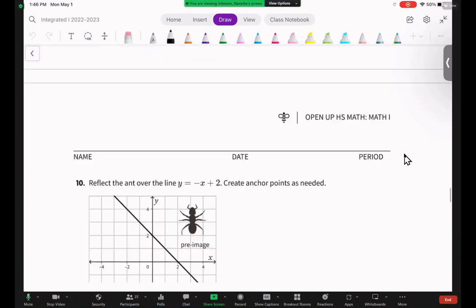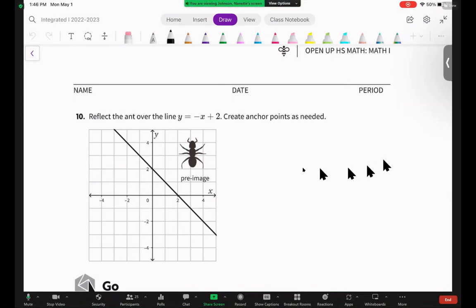And then just while we're at it, this one's asking you to reflect it across this line. So can you imagine what this looks like? Can you imagine that I'm folding this piece of paper along this line? And then where would the bug end up? Would he end up over here? Where would he end up?